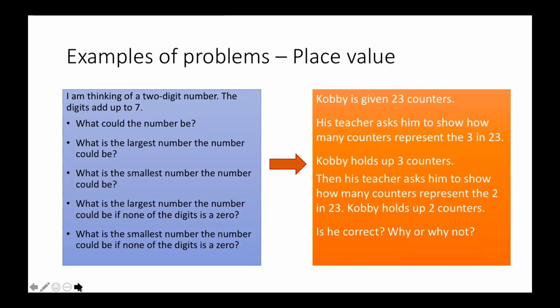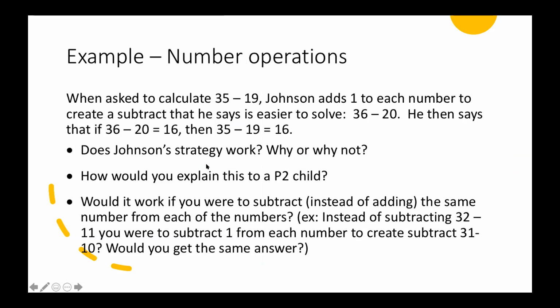And that would be followed by what is more a pedagogical question, in which Kobe has 23 counters. His teacher asked him to show how many counters represent the 3 in 23, and he holds up 3. Then the teacher asked him to show how many counters represent the 2 in 23, and Kobe holds up 2 counters. And then we would ask the teachers to work through the problem of, is he correct? And why or why not? And so what we're trying to do is to go from what we hoped was the pedagogical knowledge that developed in blue to looking at how we use our understanding to teach effectively in the classroom using accurate models in the classroom.